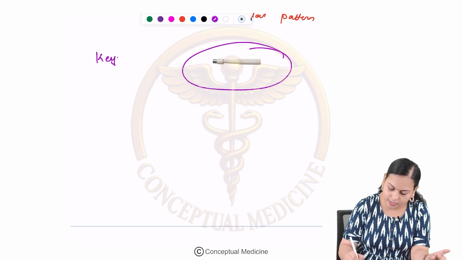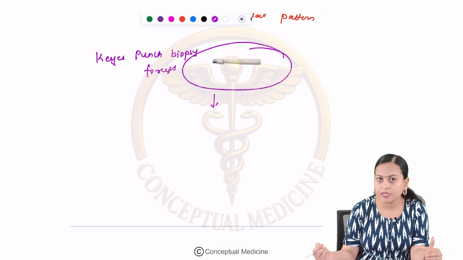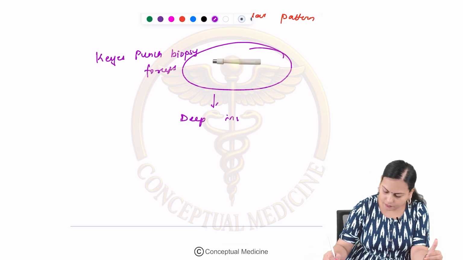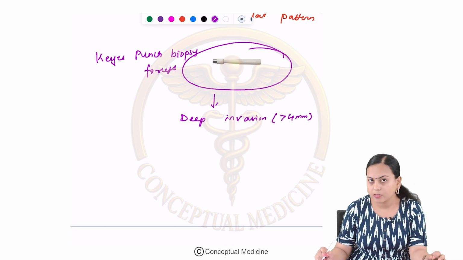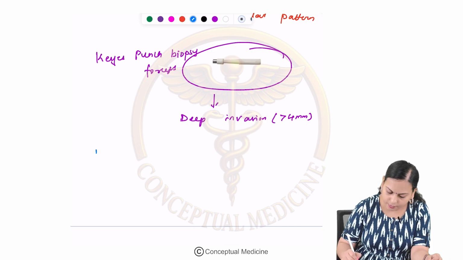Okay. So this is a Keyes punch biopsy forceps, and this will be used when there is deep invasion of the tissue. Okay, say it is more than 4 mm, we will be taking a biopsy using this forceps, that will be including the epithelium as well as the stroma. Okay. So multiple biopsies or single biopsies can be taken.